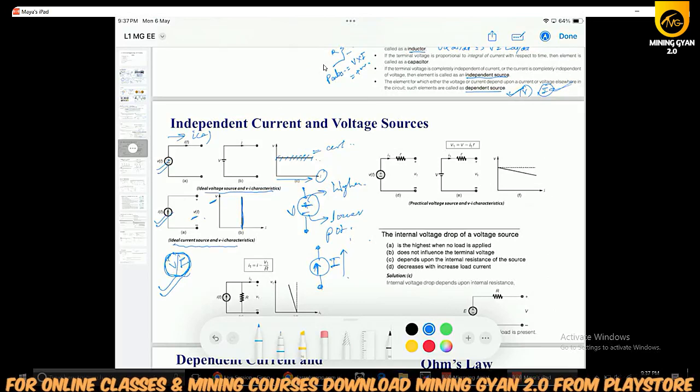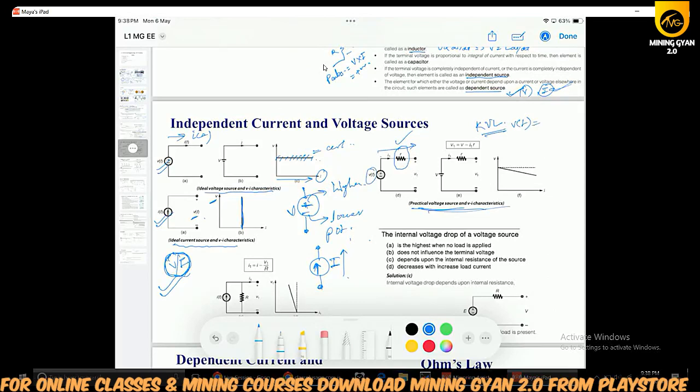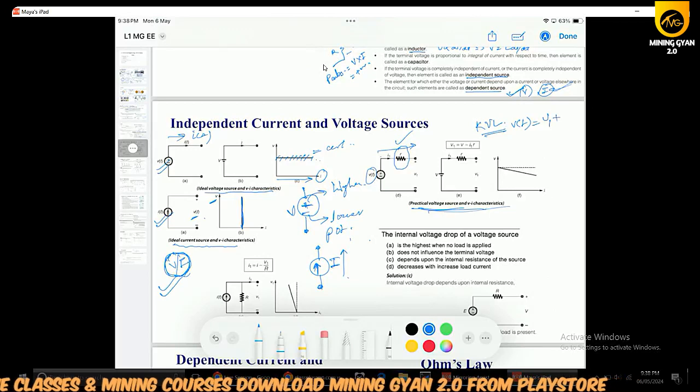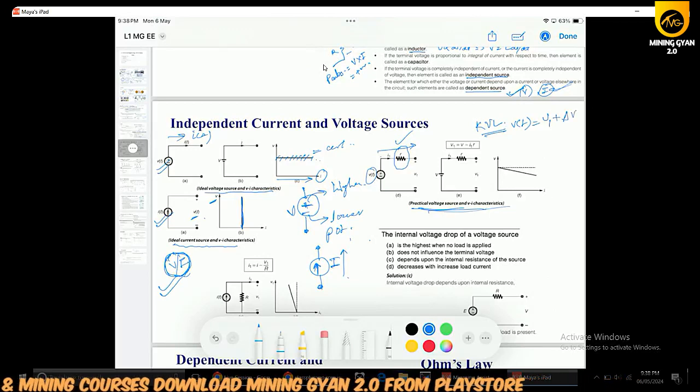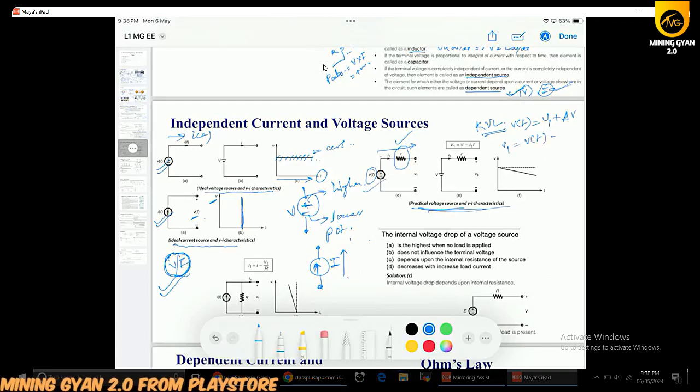But in case of a practical voltage source, you can observe that there is an internal resistance of the voltage source, and this is the current flowing through the voltage source. So we have to apply Kirchhoff's voltage law. Kirchhoff's voltage law says that the total voltage, that is Vt here, will be the summation of the terminal voltage plus the voltage drop across the internal resistance of the voltage source. So the terminal voltage will be Vt minus delta V.